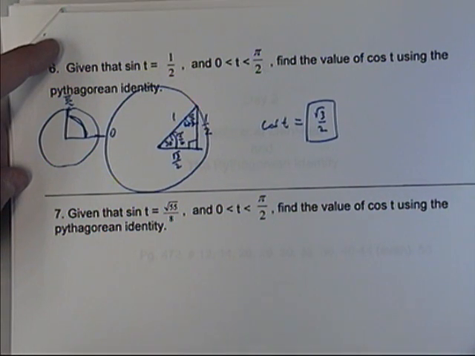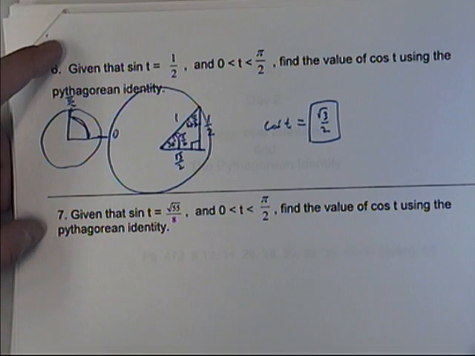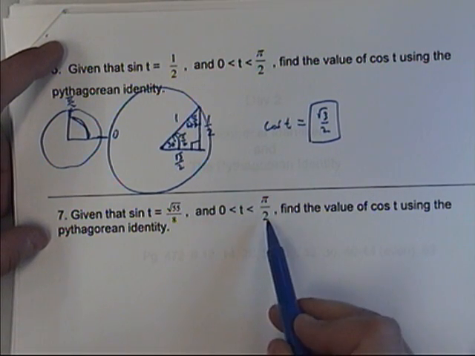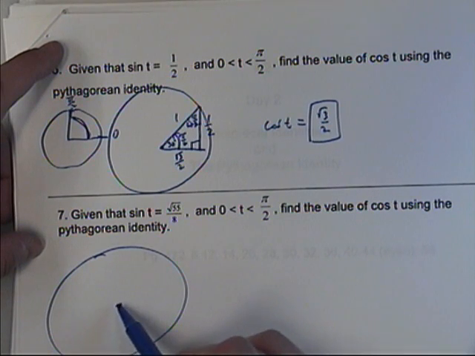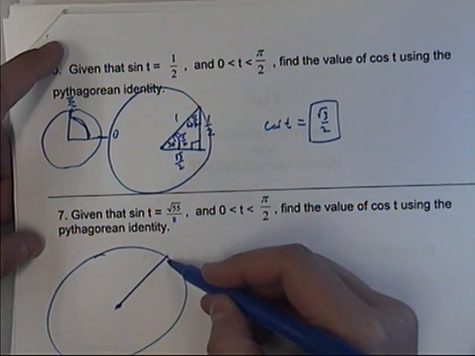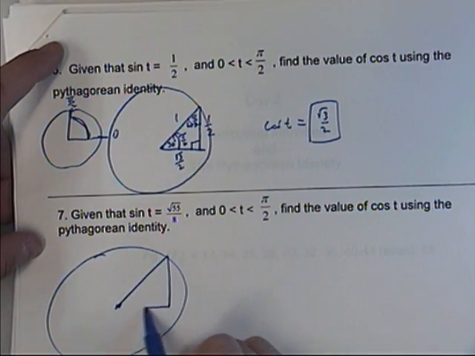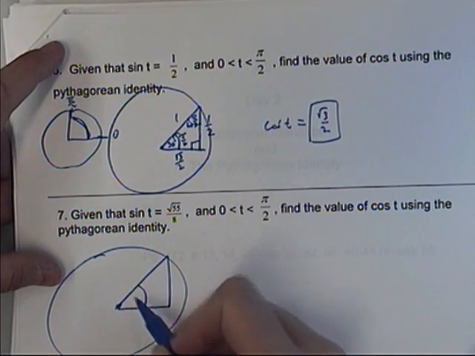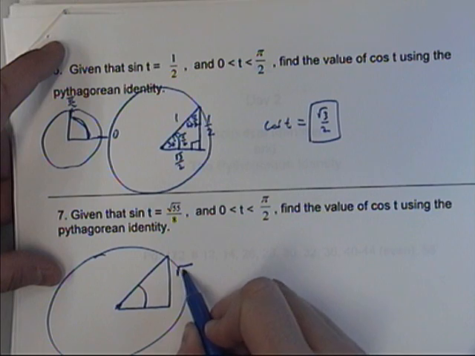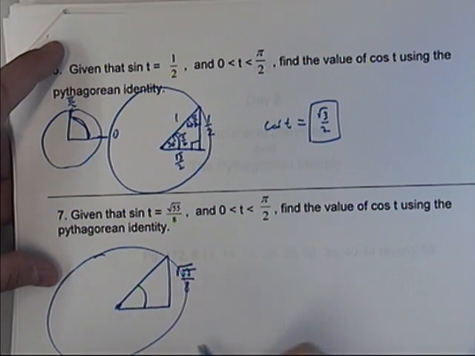Given that sine is square root of 55 over 8, and again we're in the first quadrant, see? So I'm going to draw my triangle. Here's the central angle somewhere up into the first quadrant, and back down to the x-axis, and back to the origin. This time they're giving me the sine. Again, that would be my y value. That's up here, square root of 55 over 8.